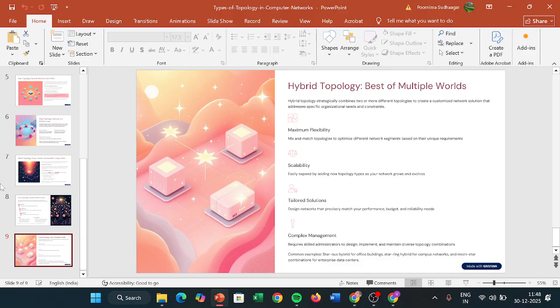It has only six types: point to point, star topology, bus topology, mesh topology, and hybrid topology. Thank you.